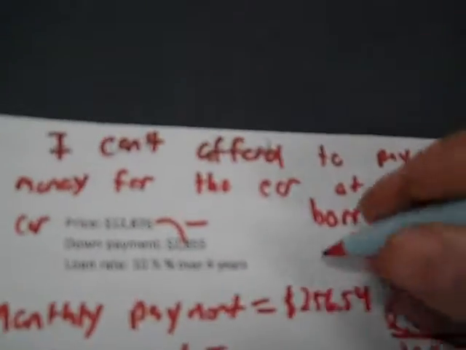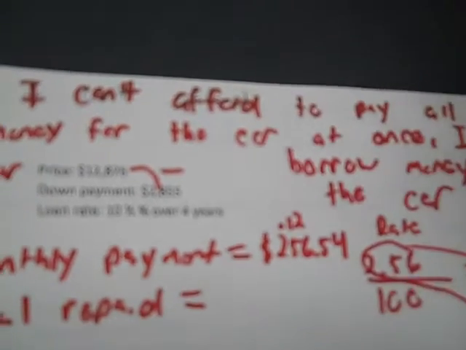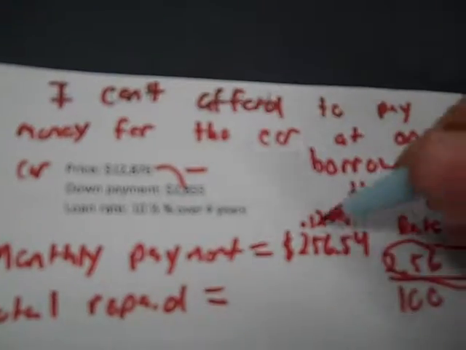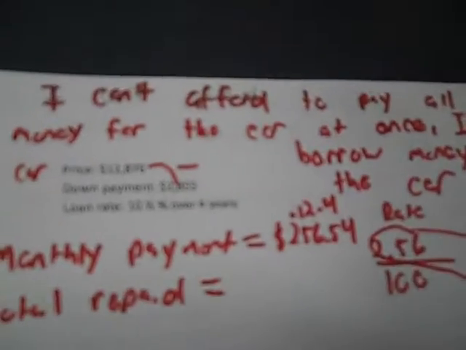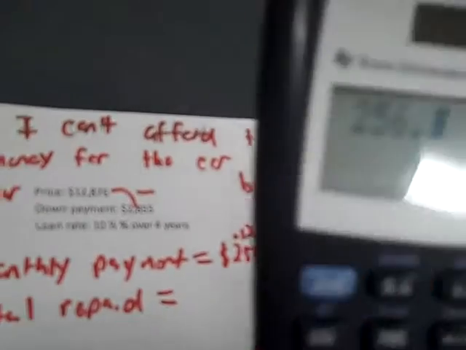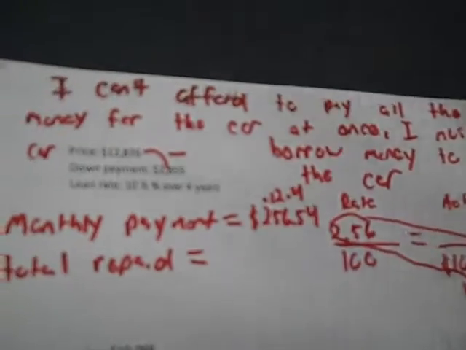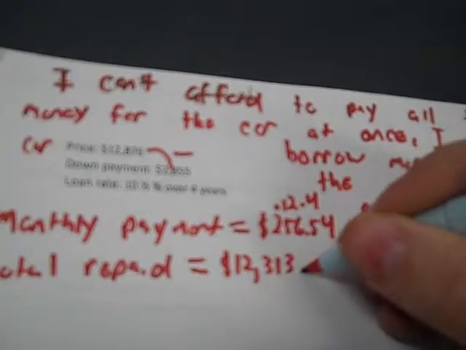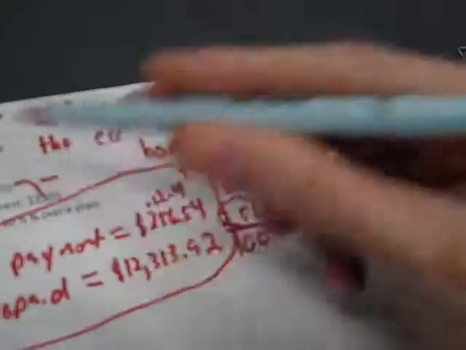Okay, 12 months in a year. Okay, so I take this times 12, and that's in a year, but there's 4 years, so then I times it by 4 years. Always times 12 times the number of years. That's how much I pay in a year, and then times 4 is how much I repay total. $12,313.92. Okay, and that's your answers.